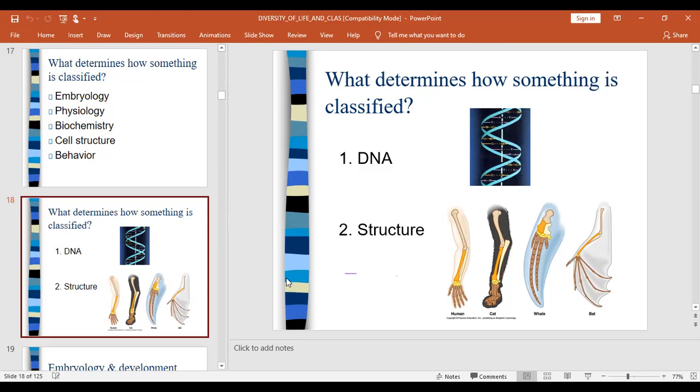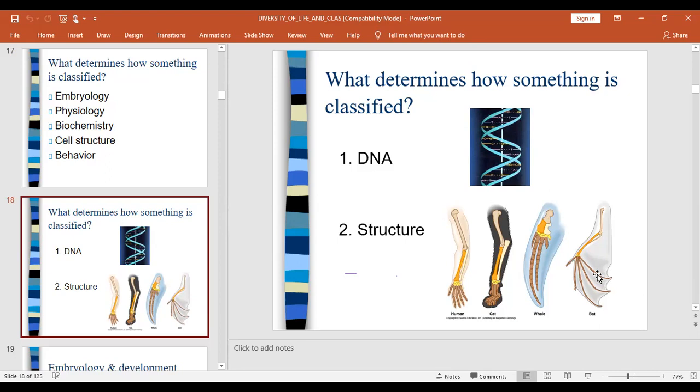Human beings have 5 digits. When you go to the cat, they also have almost a similar arrangement. Now, look at the whale, which is not a fish. They also have a 5 bone arrangement. You're able to see 1 in yellow, then 2, 3, 4, 5. But remember, this is an animal in water. That's why, even if it looks like a fish, a whale is actually an animal.